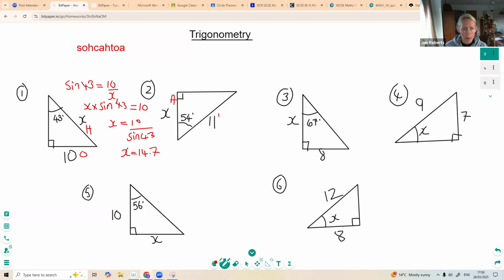Adjacent, hypotenuse, A and H is cos. Cos 54 equals the adjacent, which is X, over hypotenuse, which is 11. 11 is my denominator, so I'm going to just times both sides by 11. Which gives me X is 11 times cos 54, 6.5.